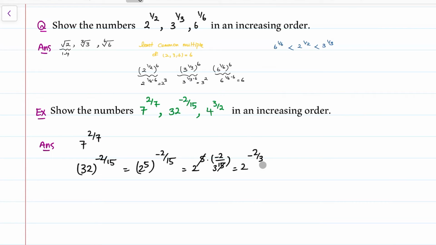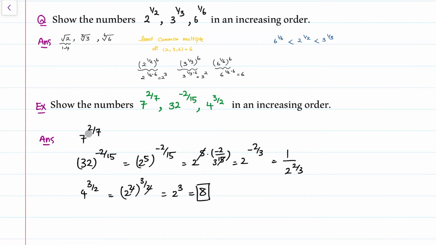And as you see, I have a fraction in here because I have a negative exponent, so I have 1 over 2 to the power of 2 over 3. Then I have 4 to the power of 3 over 2. So this is 2 squared to the 3 over 2. And again, I multiply the exponents, so I get 2 to the 3, which is 8. So this one is a clear 8. So I need to compare these two numbers to see which one is bigger. So I have 7 to the 2 over 7, and then I have 2 to the negative 2 over 3.